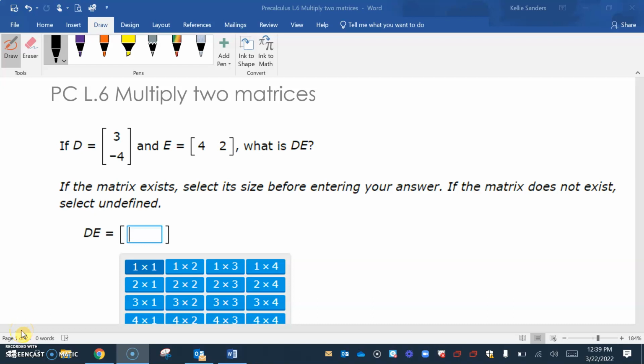Pre-calculus L6: multiply two matrices. If you recall, in L2, we learned when we can and when we cannot multiply matrices.